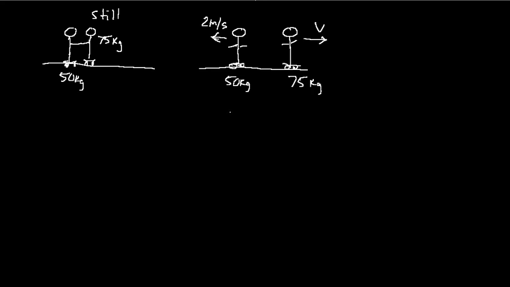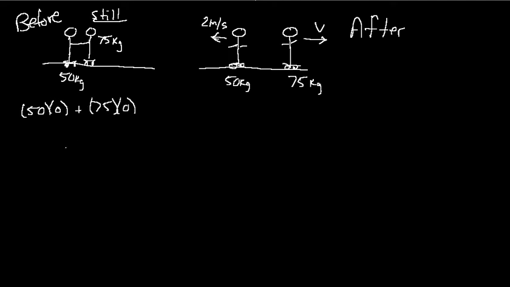Well, it's a total conservation of momentum principle. This is the before scenario. This is the after scenario. What's the total momentum of the system before? If they're both still, the momentum of the system has to be 0, because we've got the 50 kilogram person times a 0 velocity plus the 75 kilogram person times a 0 velocity. This whole thing is 0. So the total momentum before is 0. That means the total momentum after has to be 0.